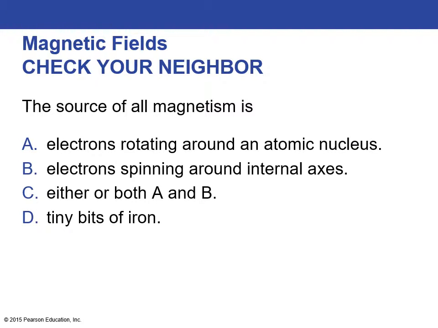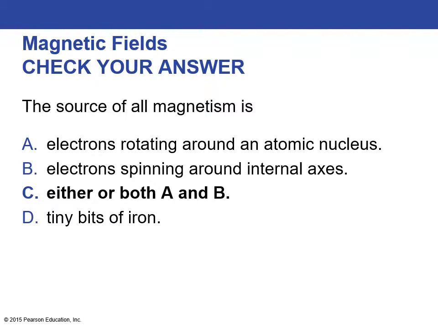So let's do a review question here. The source of all magnetism, is it A, electrons rotating around an atomic nucleus, B, electrons spinning around an internal axis, either or both A and B, or tiny bits of iron? And the answer is either or both A and B.